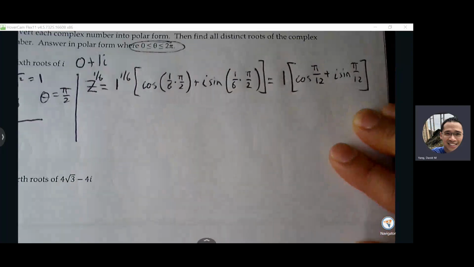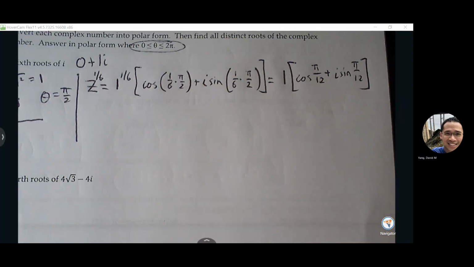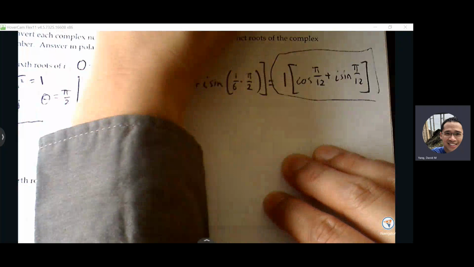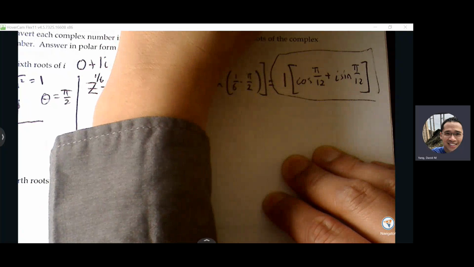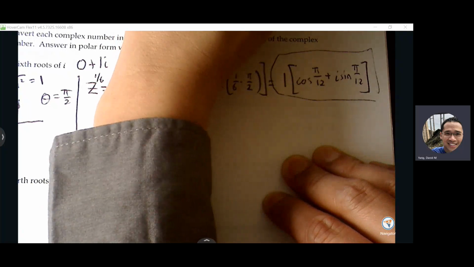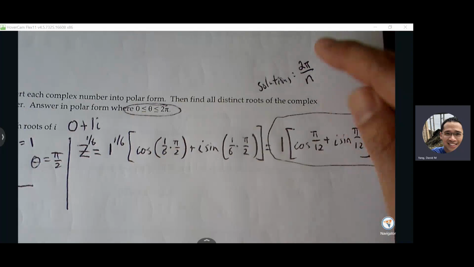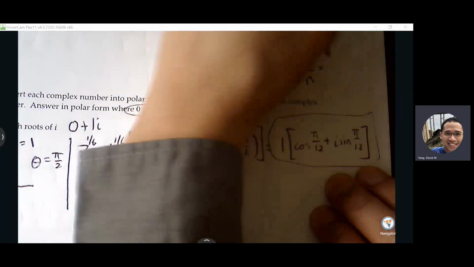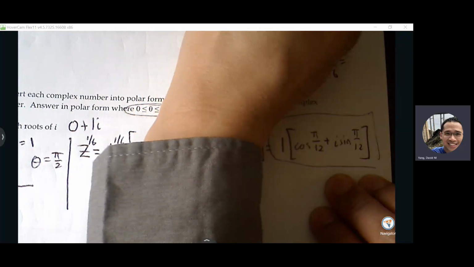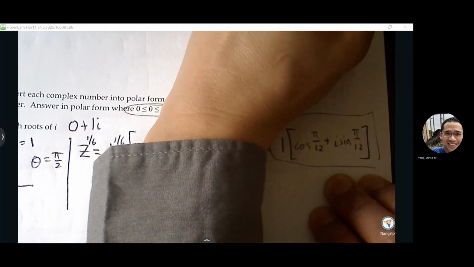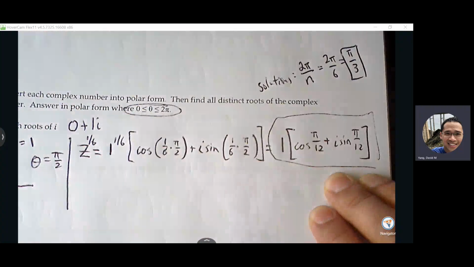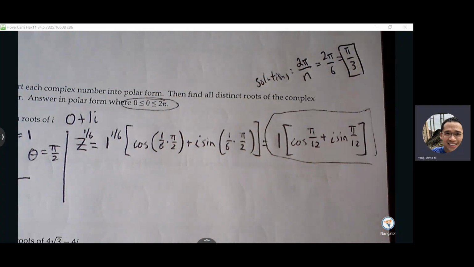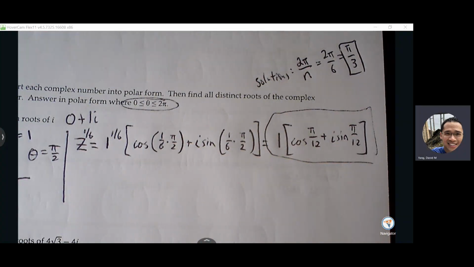Okay, we have 1 solution. We're looking for how many more? 5 more. Okay, so our formula for the other solutions is either 360 over n or 2 pi over n. But we're in terms of radians, so we'll do 2 pi over n. So 2 pi divided by 6, which reduces to pi over 3. This is how we're going to get to our other solutions. We're going to keep adding pi over 3, and then the theta will keep changing.